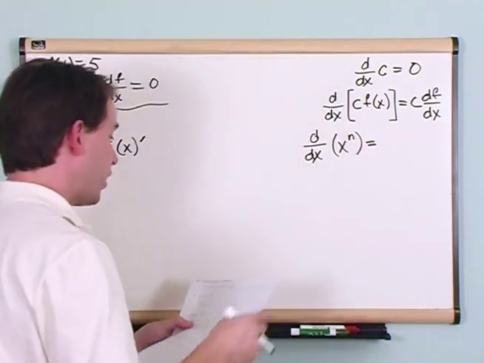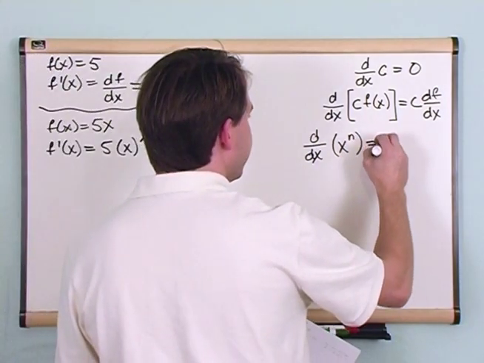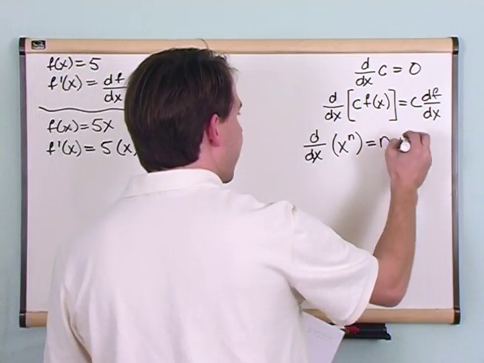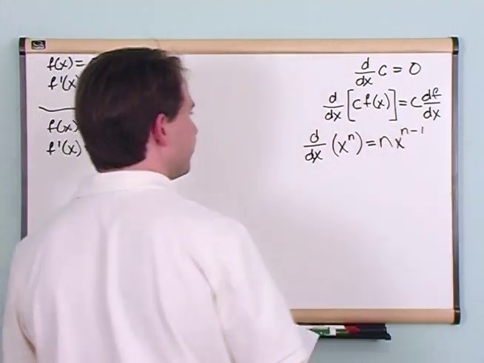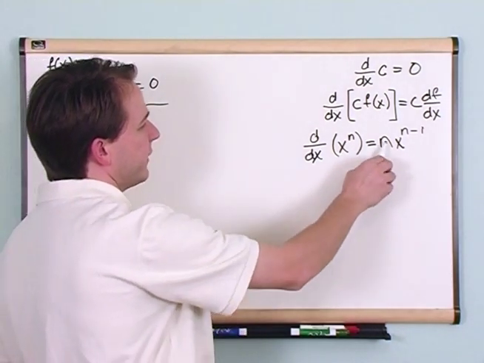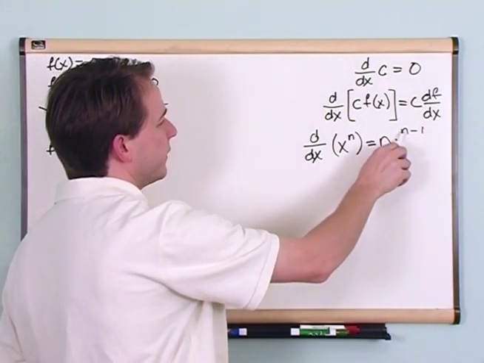Well, it's going to look complicated, but it's very simple. You take the exponent, you put it down in front, and then you write x to the n minus 1. So in order to take the derivative of x to the nth power, you just put the exponent down here and put x to the n minus 1.